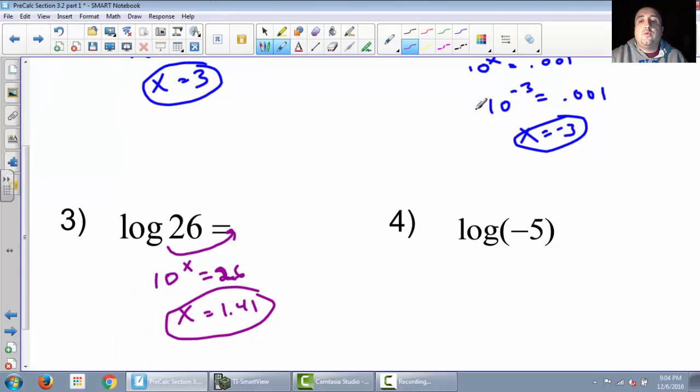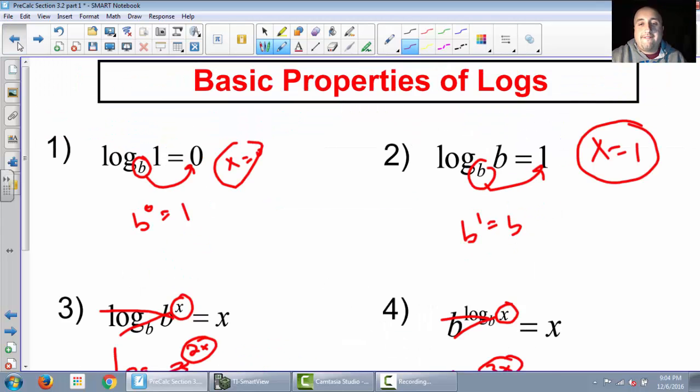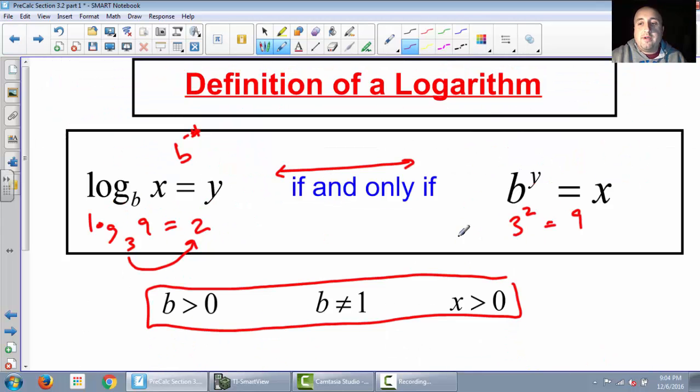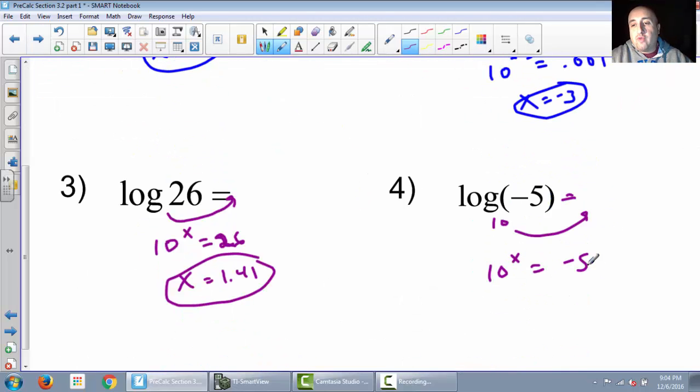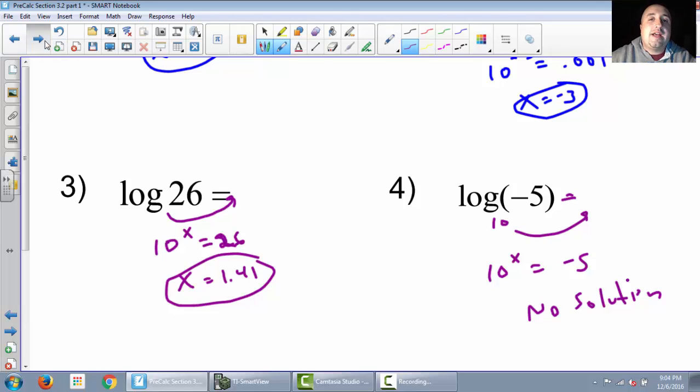All right, last one here. We'll just do them all. 10 raised to what number is equal to negative 5. Now, please don't forget the log rules. Remember, your x value must always be bigger than 0. You can't raise something to a power and get a negative number. So if you have to raise something to a power to get a negative number, no solution. It does not work.